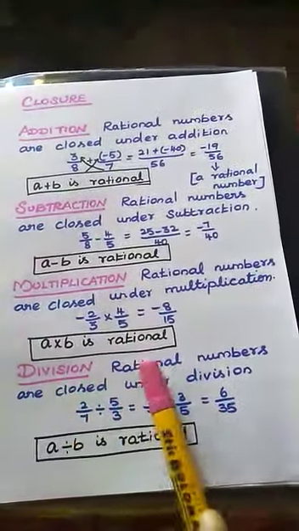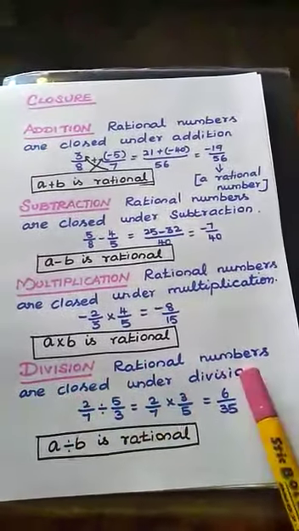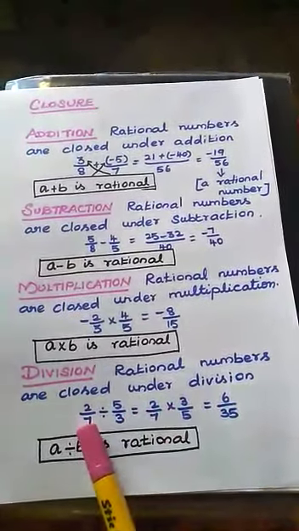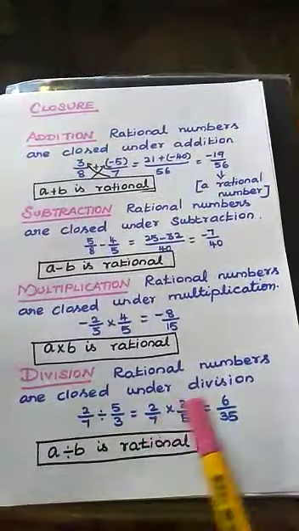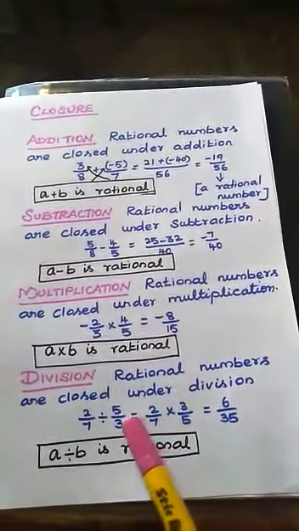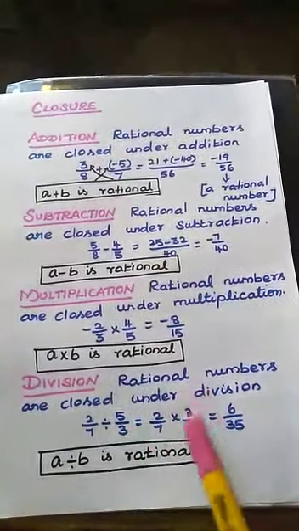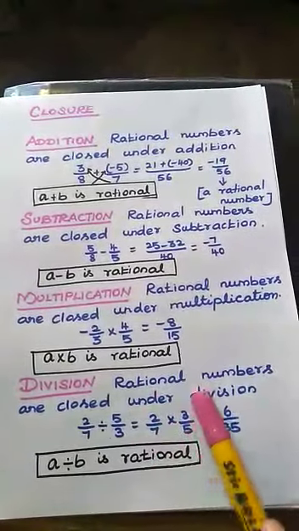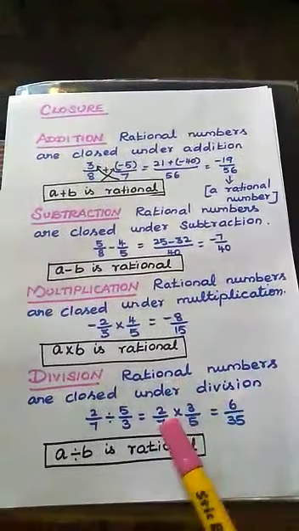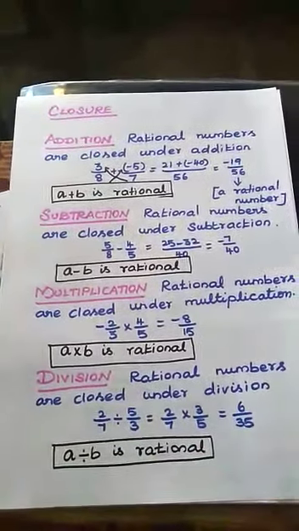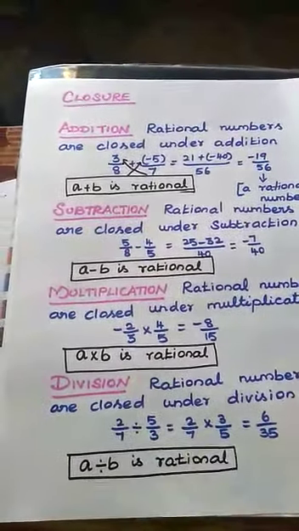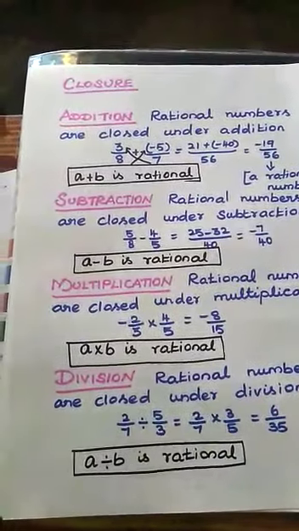Finally, division. Rational numbers are closed under division. 2 by 7 is one rational number, divided by 5 by 3. We can't divide the values directly, so we have to take the reciprocal. What is the reciprocal of 5 by 3? 3 by 5. So 2 by 7 into 3 by 5. 2 3s are 6, 7 5s are 35. So a by b is rational. So the closure property is true for addition, subtraction, multiplication and division.